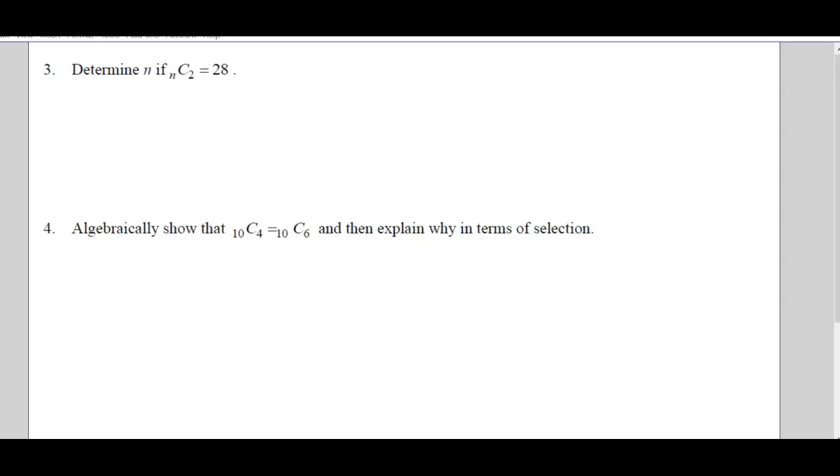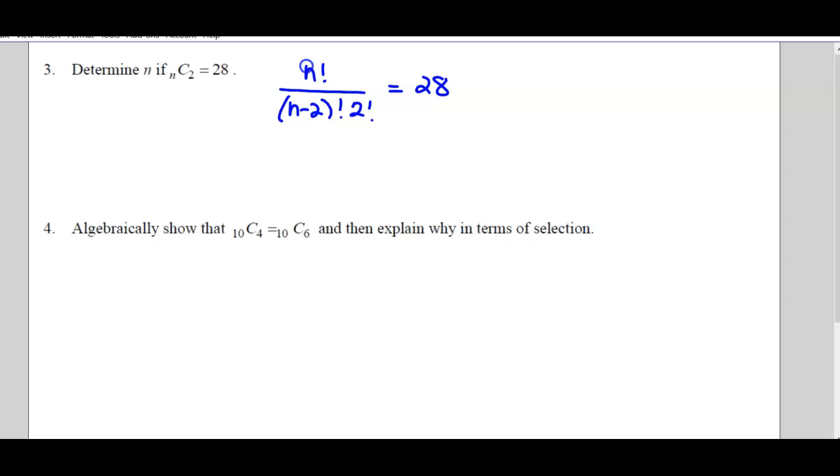Okay, so continuing on with combinatorics, a variety of questions to practice. This one says determine n if nC2 equals 28. So this is really an algebraic question, right? It's an equation to solve. Remember, nC2 is n factorial over n minus 2 factorial times 2 factorial. So that's the equation that we have to solve.